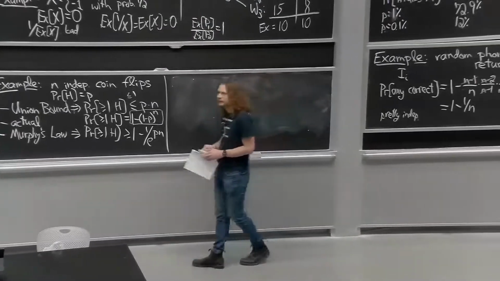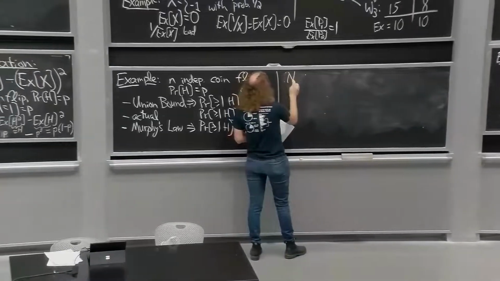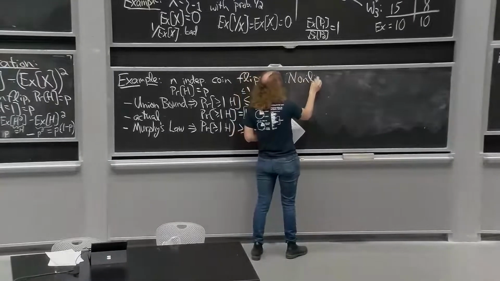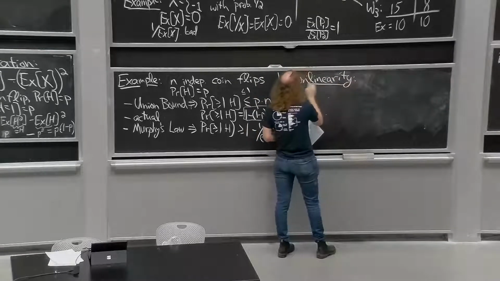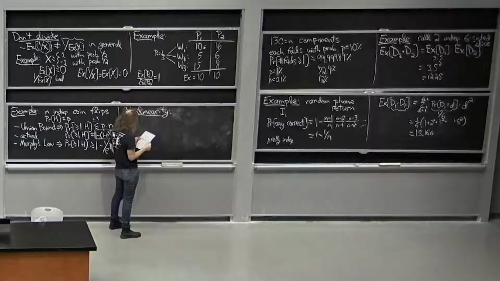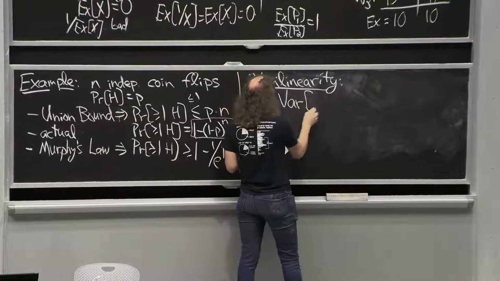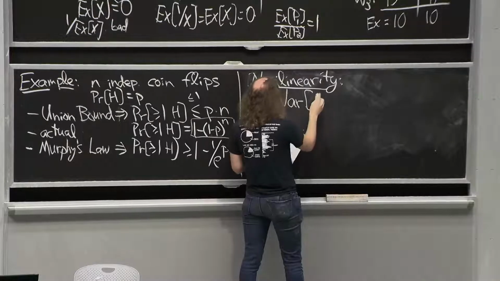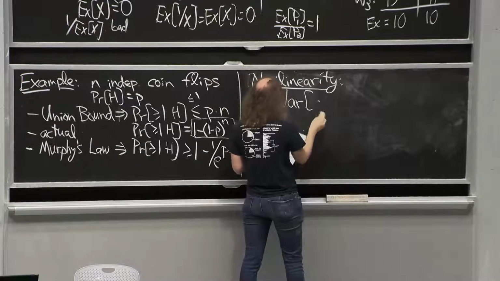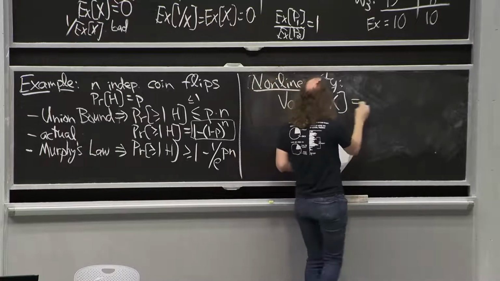So expectation had this nice linearity property. How about variance? Well, it has this nice nonlinearity property. It's not usually called nonlinearity of variance, but it's kind of linear-ish. So the nice part, yeah, all right, let's start with this part. The less nice part, the less linear part.